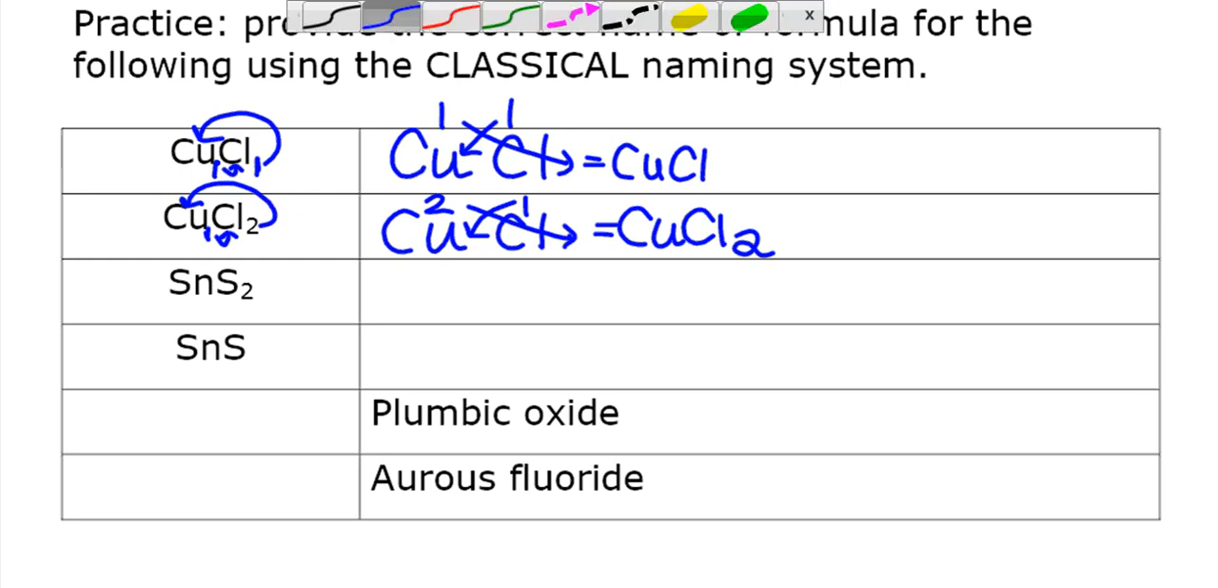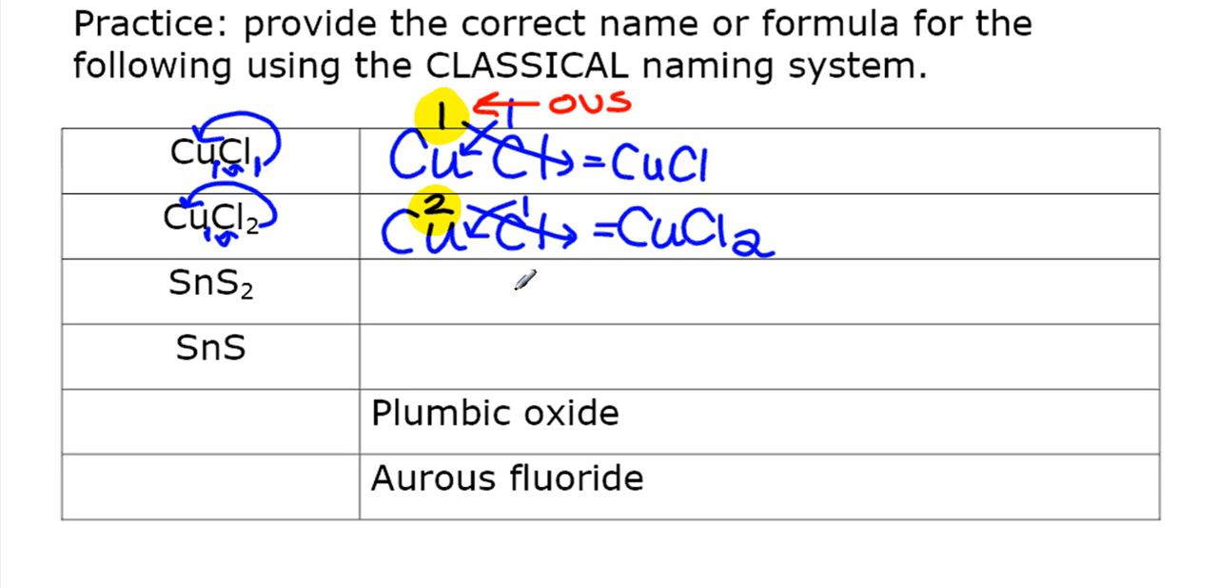So here, when I look, copper's having a charge of 1, and this one copper has a charge of 2. So now I have to decide which one's larger and which one's smaller. Since this is smaller of the two, that means I need to use my OUS ending. So when I name this one we're going to use cuprous. And then the second part of the name, like the other ionic compounds, just stays as chloride.